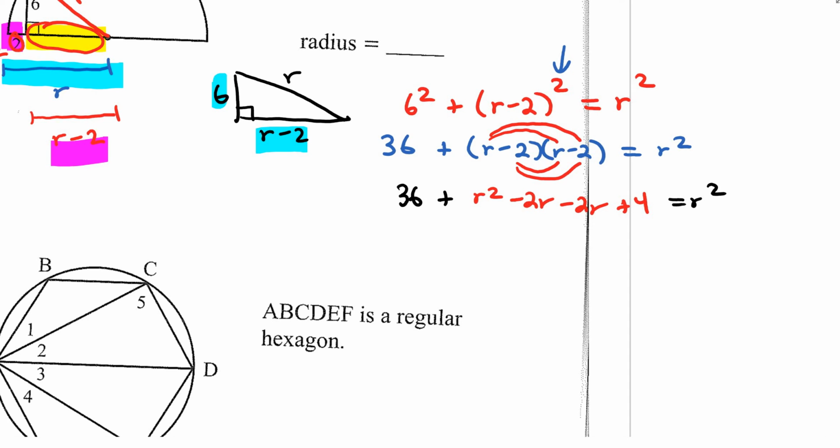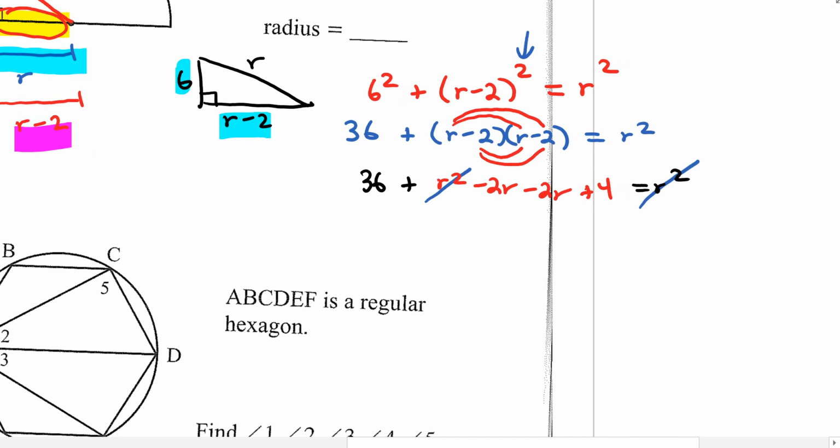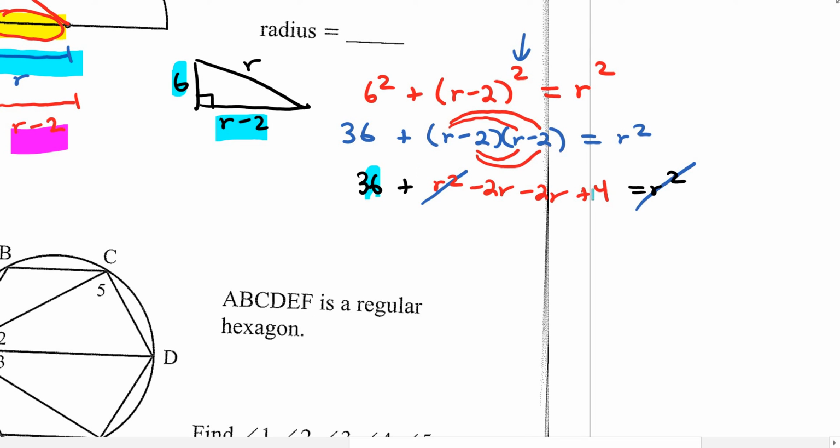And then let's go ahead and do a little bit of math here. This r squared and that r squared will cancel out. 36 plus 4 is 40. And then we're going to do this calculation here. I lost 2 r's and I lose 2 more, so I've lost 4 r's in total. And that equals 0 on the right hand side there.